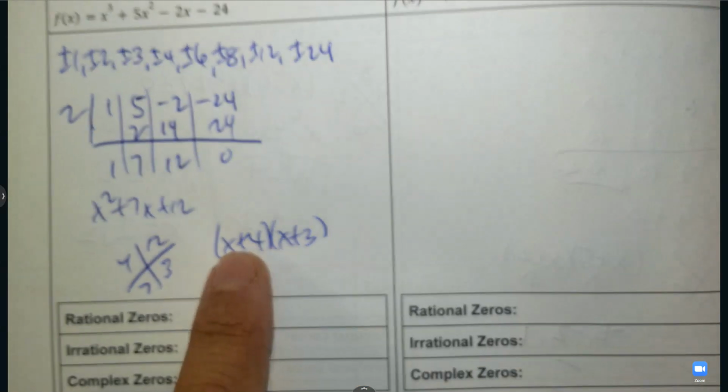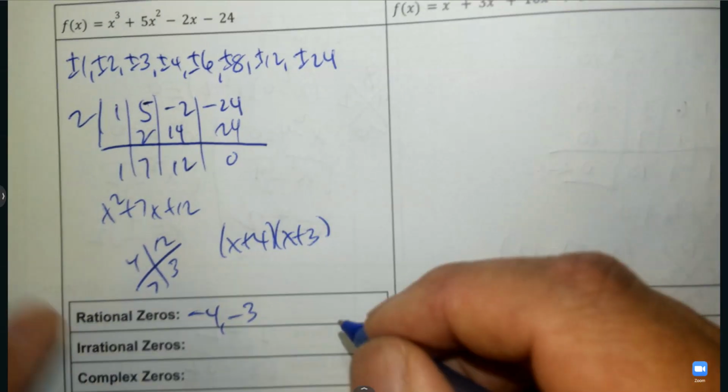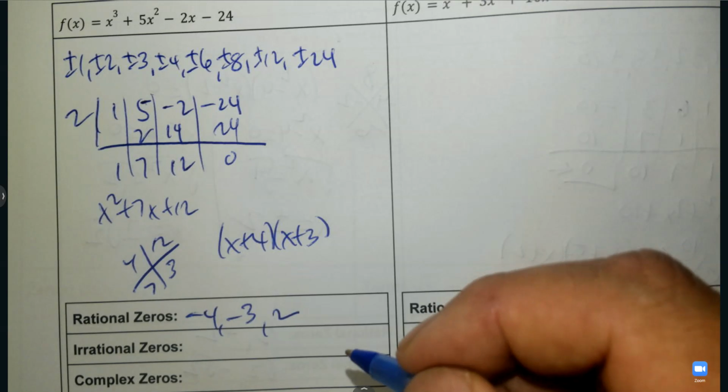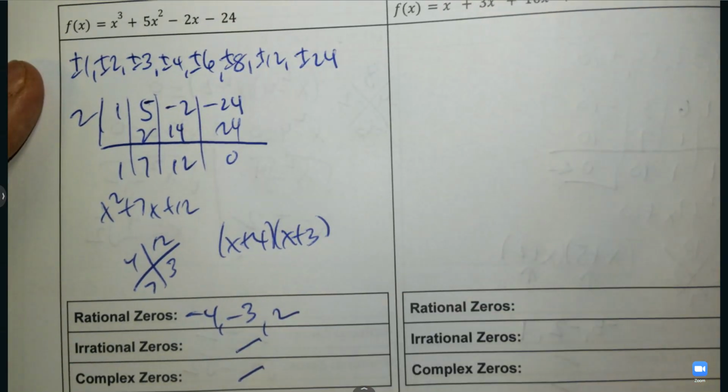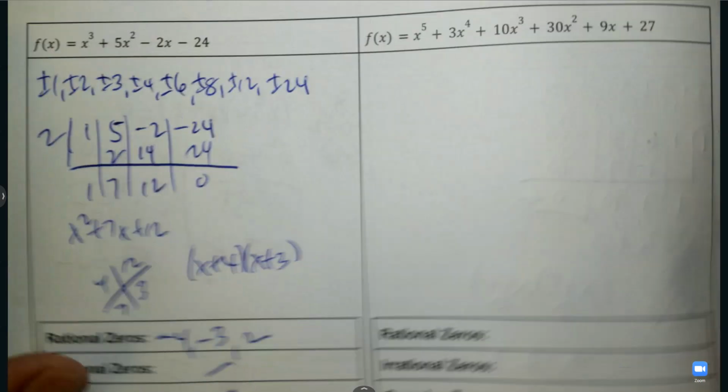Now, the zeros for each are the opposite of the factor. That's -4 and -3. They're rational. 2 also worked, not the opposite number there. And we have no irrational, no complex. We found them all. The degree tells you how many we're finding, and we found them all.